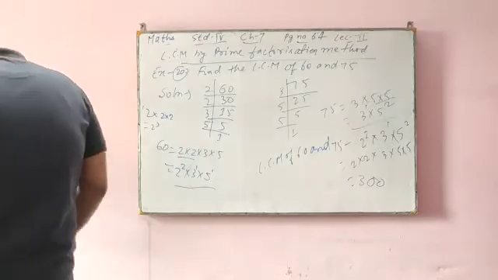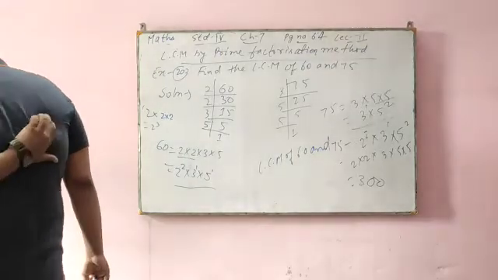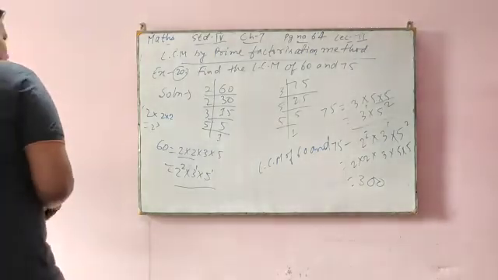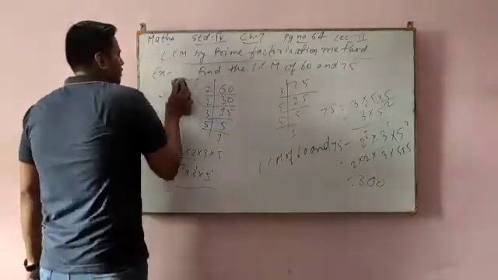Now we will move to example number 21. Find the LCM of 16, 24 and 36. This is the next example.